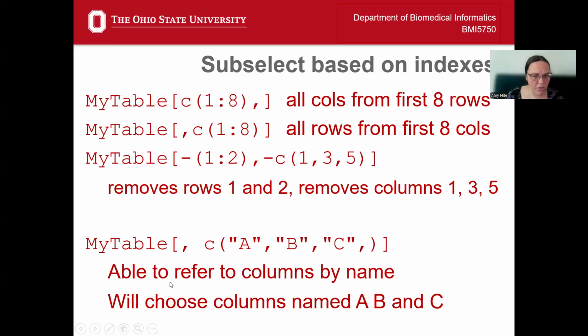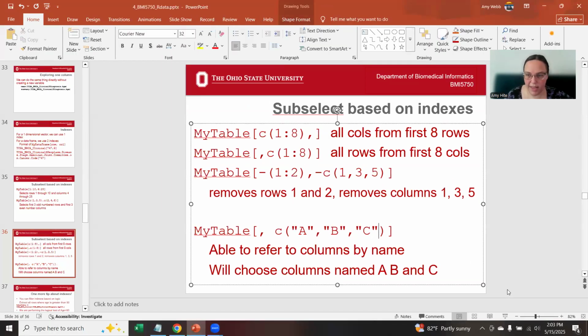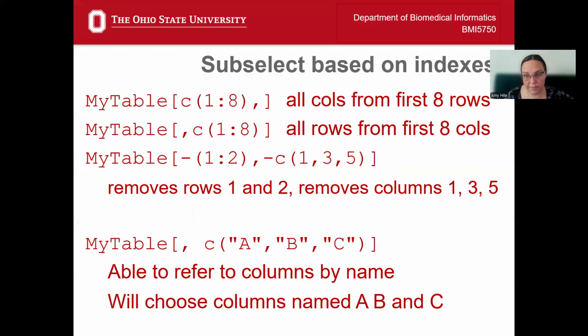Down here, we can also refer to columns by name with this square bracket setup where we leave our row value blank, we have our comma, and then we have our vector of column names, A, B, and C, in our combine setup. This last comma should not be there. R would complain about that.